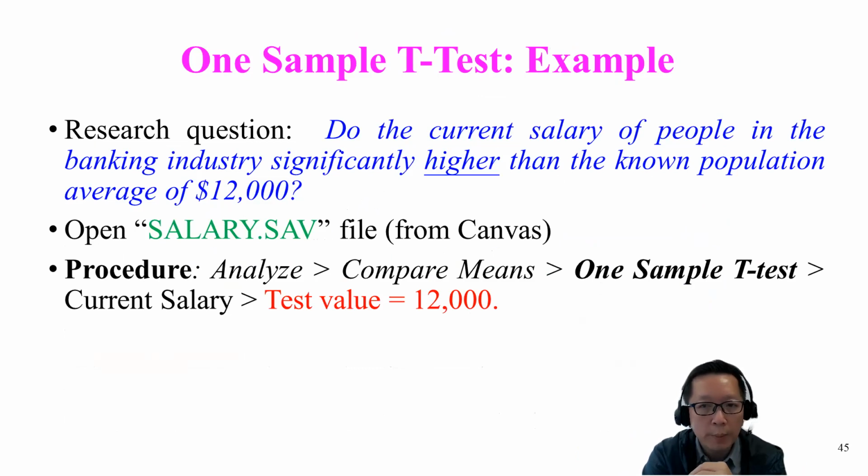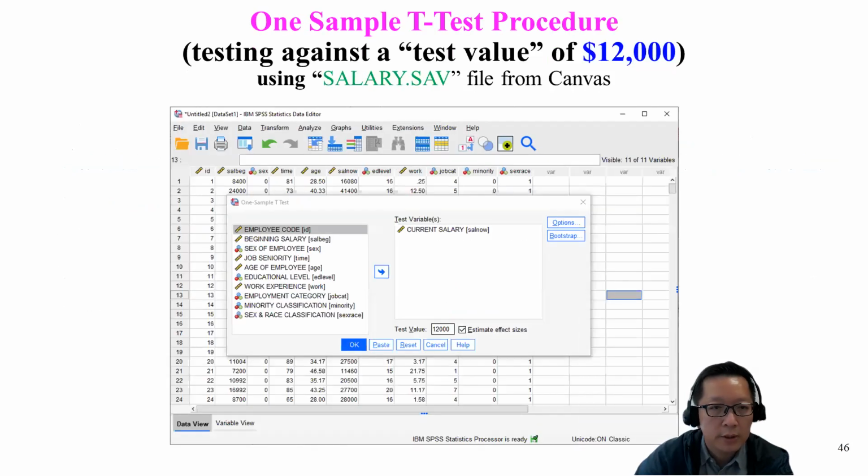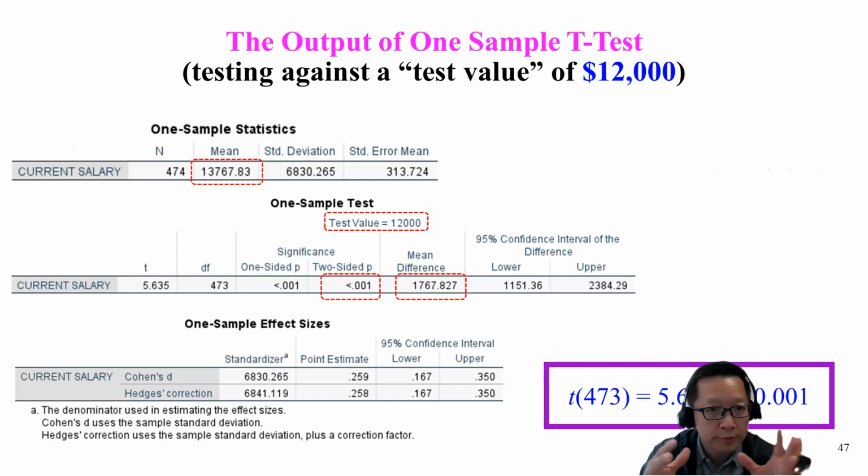Do the current salaries of people in the banking industry earn more than the known population average of $12,000, right? So you open that file, you go to analyze, compare means, one sample t-test, and enter that test value of 12,000. So that is how you do it. You enter the current salary, and in the test value, that's the most important part. The test value is the value that you are testing against. Enter 12,000, and I click OK, and it will give me this output.